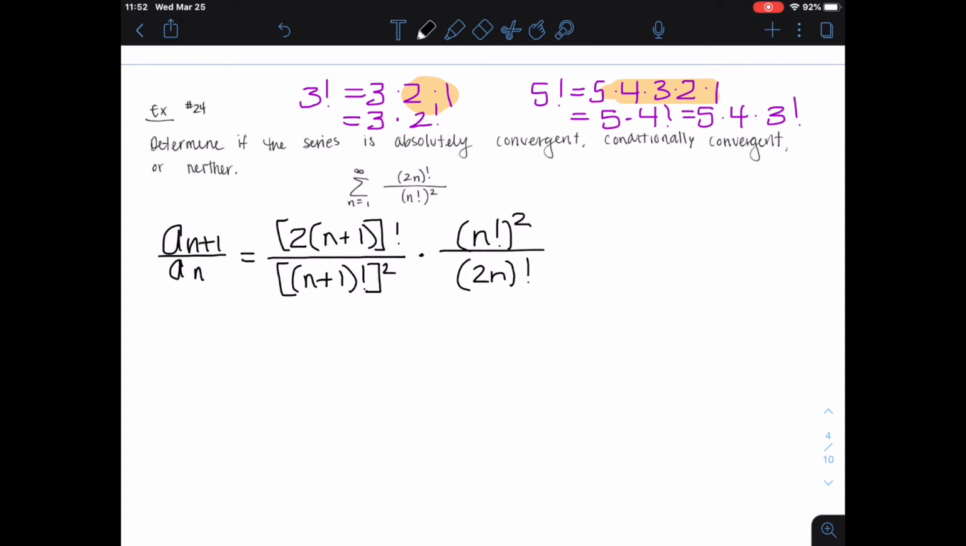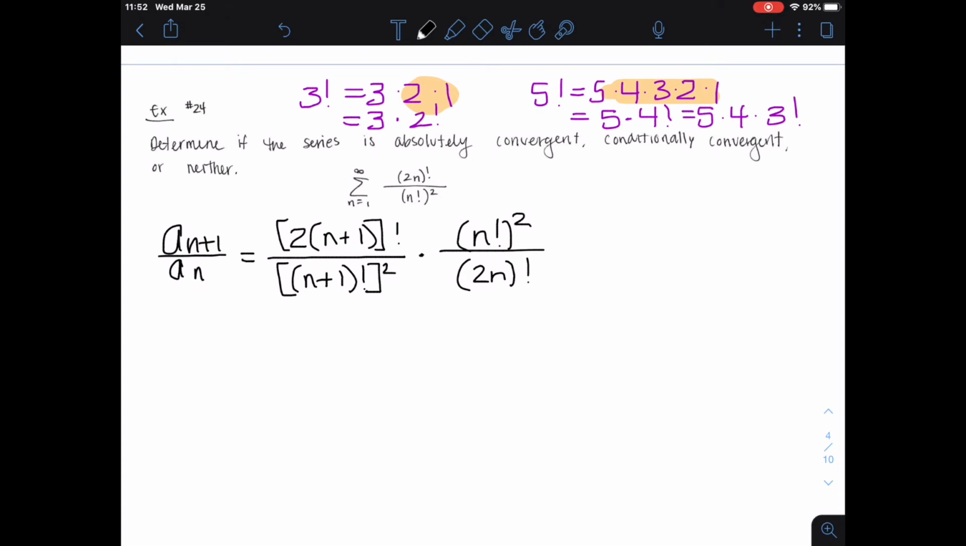So you want to be careful. If you notice, I didn't write it like this, because this would indicate you're taking 2 and you're timesing it by (n plus 1) factorial. So you need the number with parentheses around it times the factorial at the end. Okay? So now we want to go ahead and manipulate this.